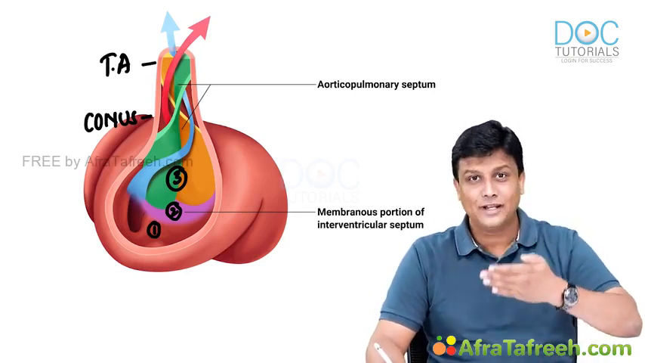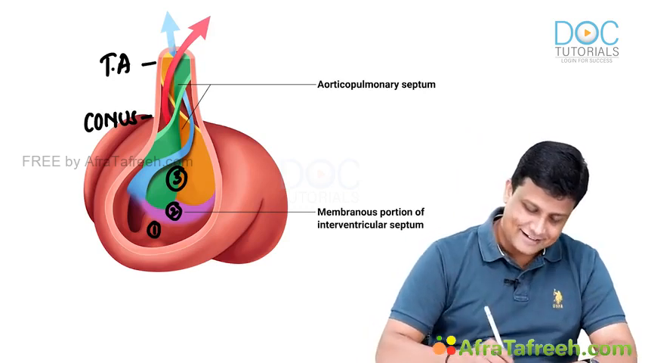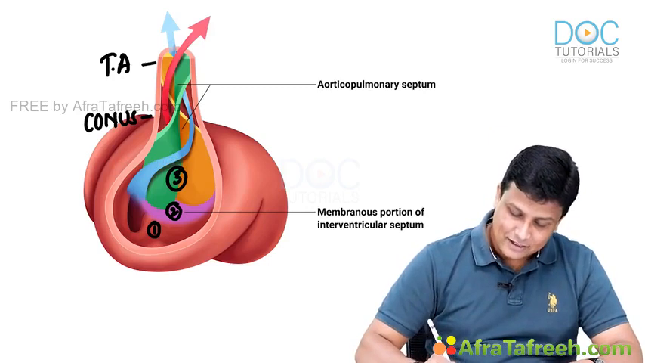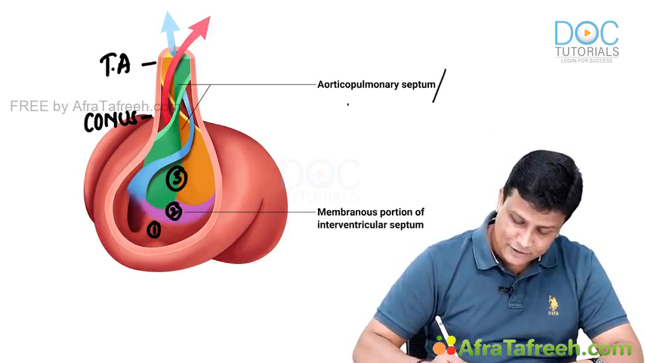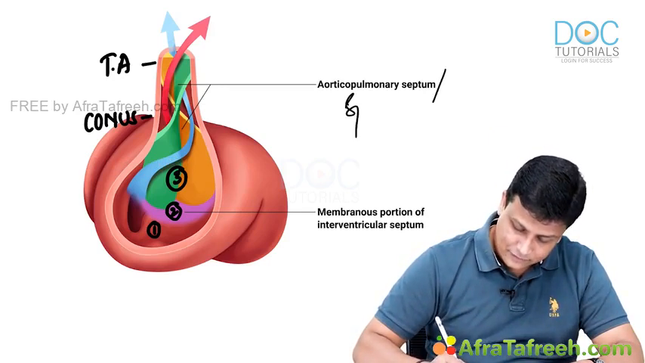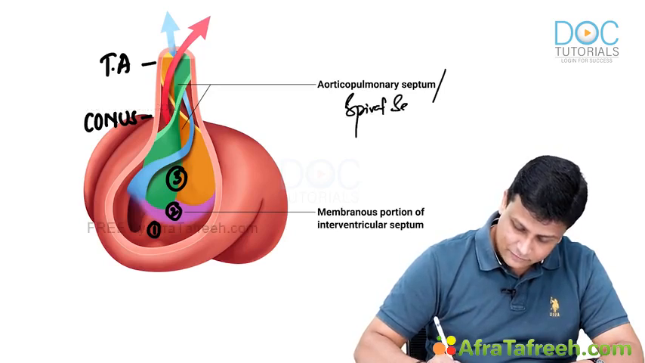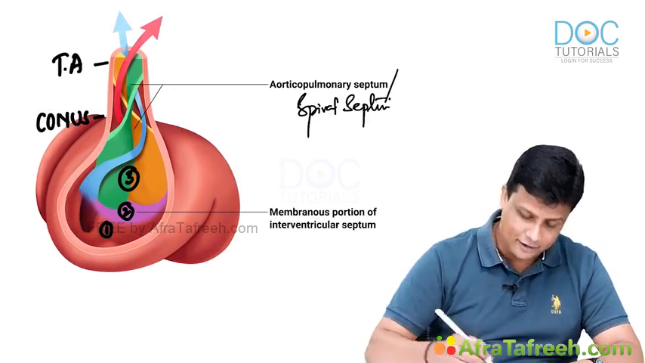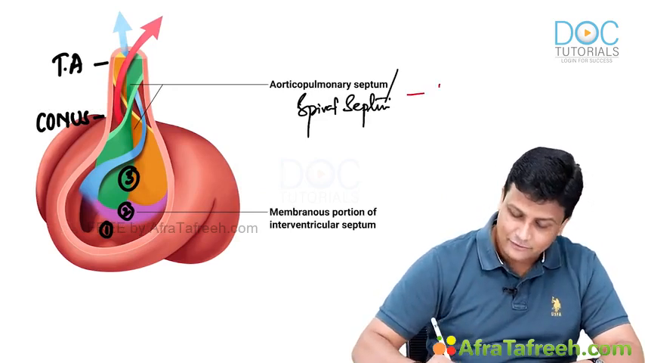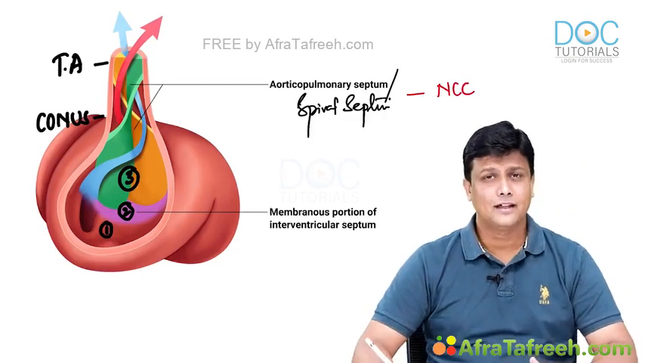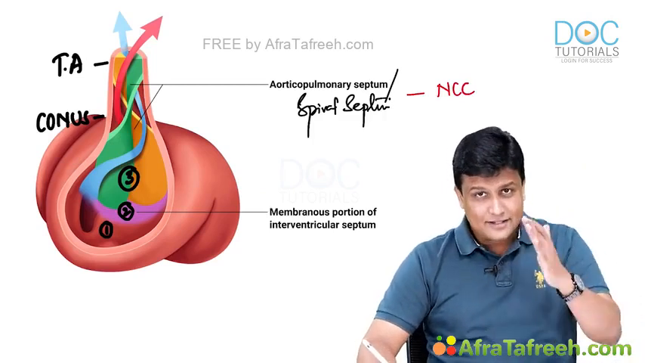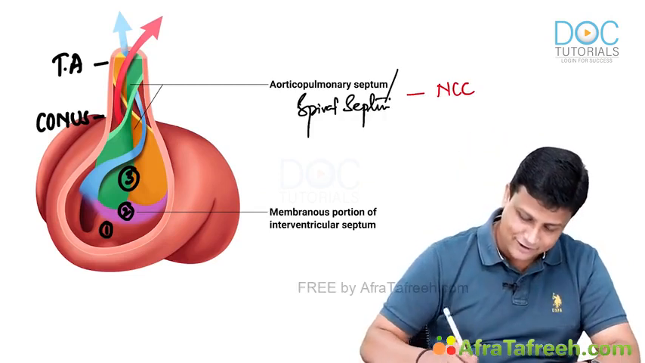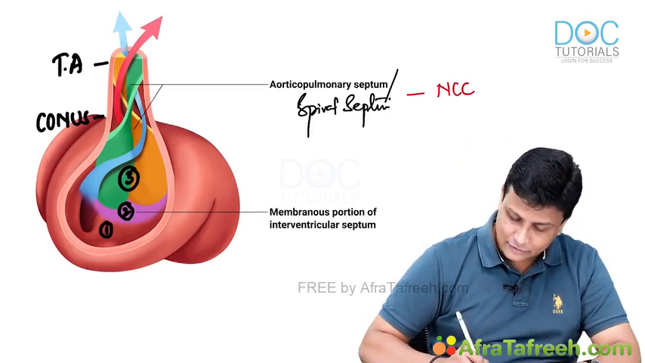What is that septum forming inside the truncus arteriosus? The septum forming inside the truncus arteriosus will be aorticopulmonary septum. Aorticopulmonary septum is also referred to as the spiral septum. And I told you already very, very clearly in the development of the heart that spiral septum will be derived from neural crest cells. Just that spiral septum itself will continue down to form the bulbar part, or this bulbar septum, number 3, which I have given here.